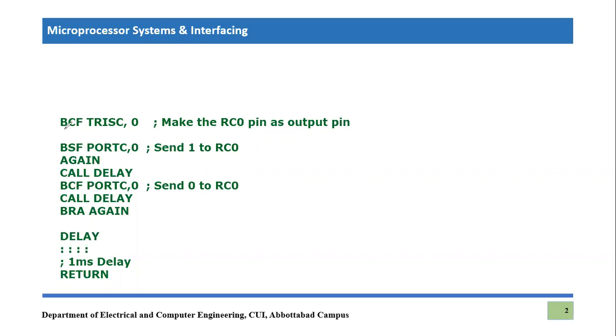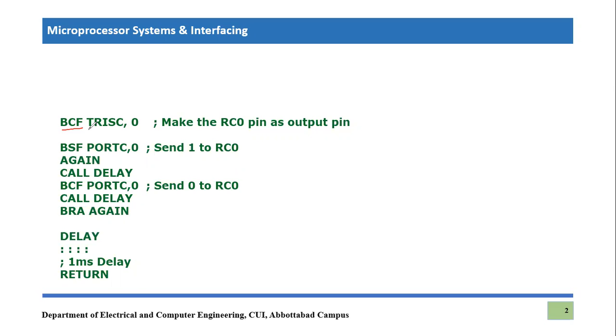The very first instruction is BCF, which is bit clear file. This is the first time we are using this instruction, and it is one of the bit manipulation instructions of the PIC18F microcontroller. BCF clears a bit to zero in a specific file register, in a specific bit. So bit clear file means we are clearing a specific bit of a file register.